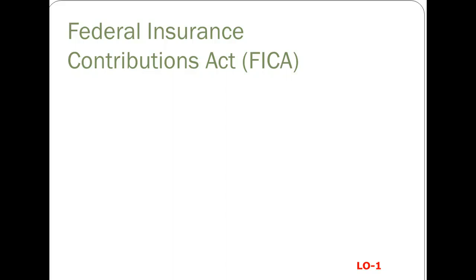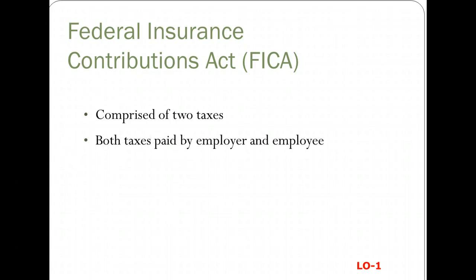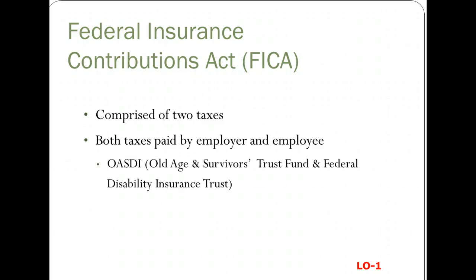There's the FICA, Federal Insurance Contributions Act. It's comprised of 2 different taxes, and both of these taxes are paid by the employer and the employee. The first one is the OASDI, Old Age and Survivors Trust Fund, and Federal Disability Insurance Fund, or Trust. So let me tell you a little bit about this. Old age is what is known as Social Security, and it's what most of us picture Social Security as: what we get when we're old and retired.